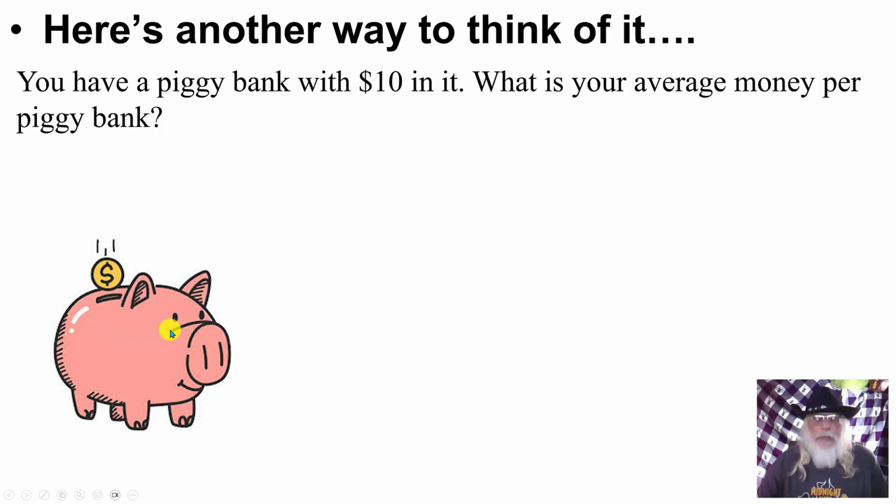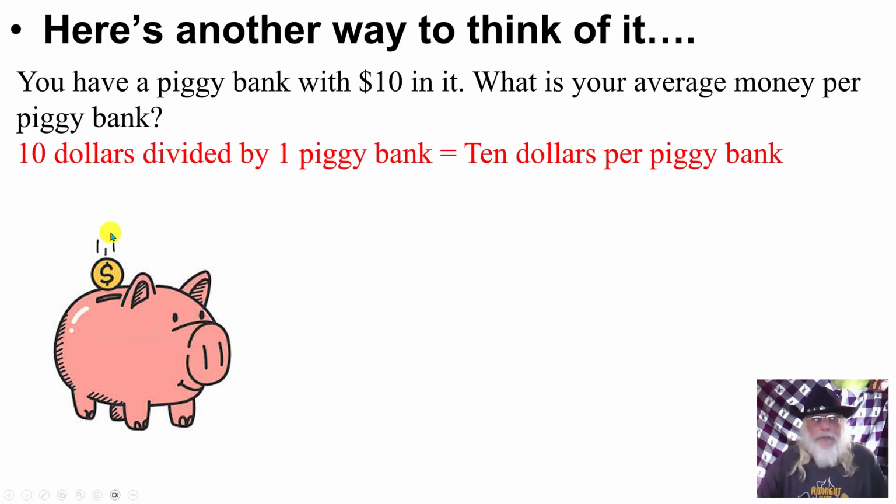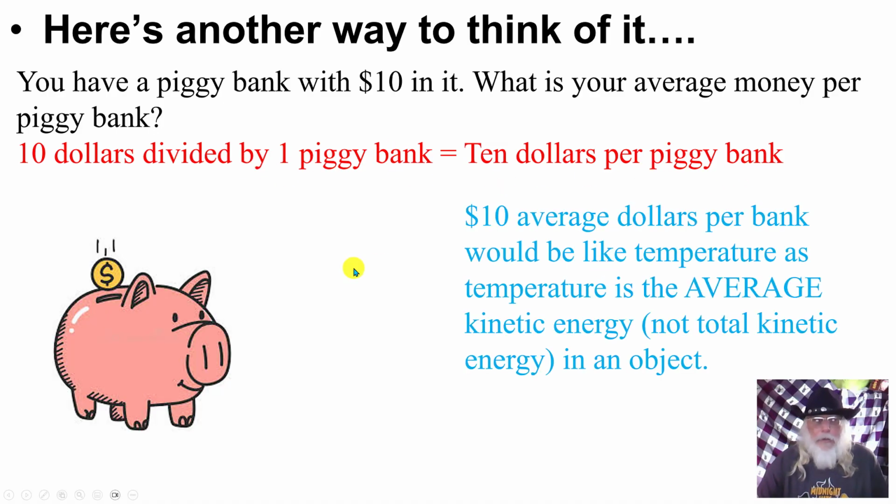So let's say this piggy bank has a total of $10 of money in this object. So if I have this piggy bank, it has $10 in it. I have one piggy bank. What is my average money per piggy bank? Again, not a trick question. It's going to be $10, the total amount of money, divided by the total number of piggy banks. So I have $10. I'm going to divide that by one piggy bank. I get $10 per piggy bank. So my average is $10 per piggy bank.